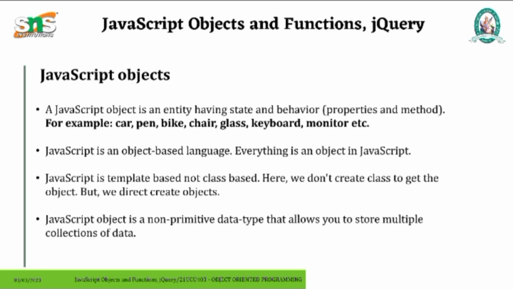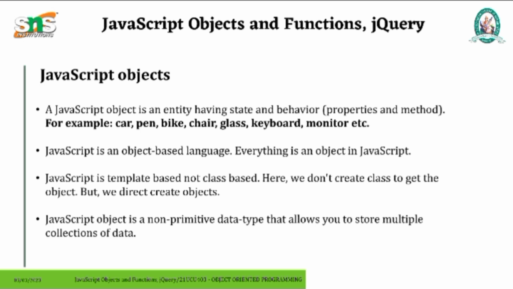A JavaScript object is an entity which has some states and behaviors. The states and behaviors are nothing but properties and methods. For example, car, pen, bike, chairs, etc. These are JavaScript objects. A JavaScript object is a non-primitive data type that allows you to store multiple collections of data.